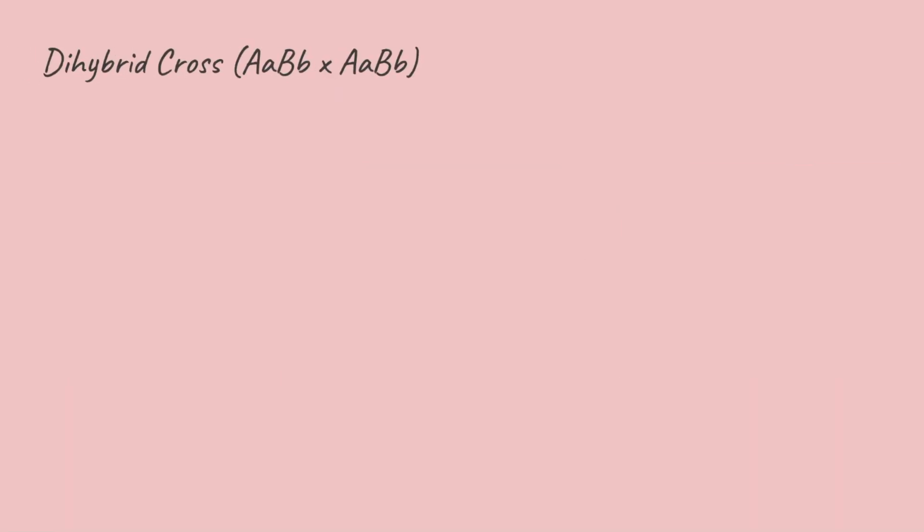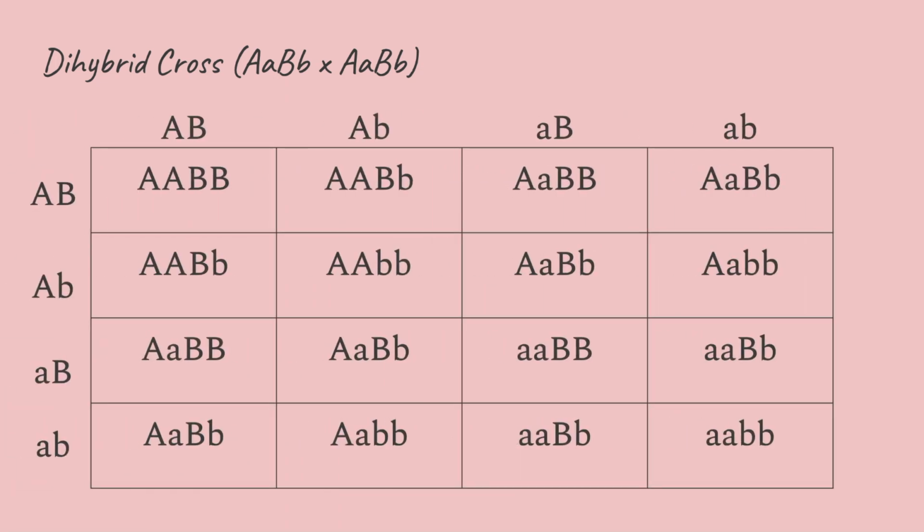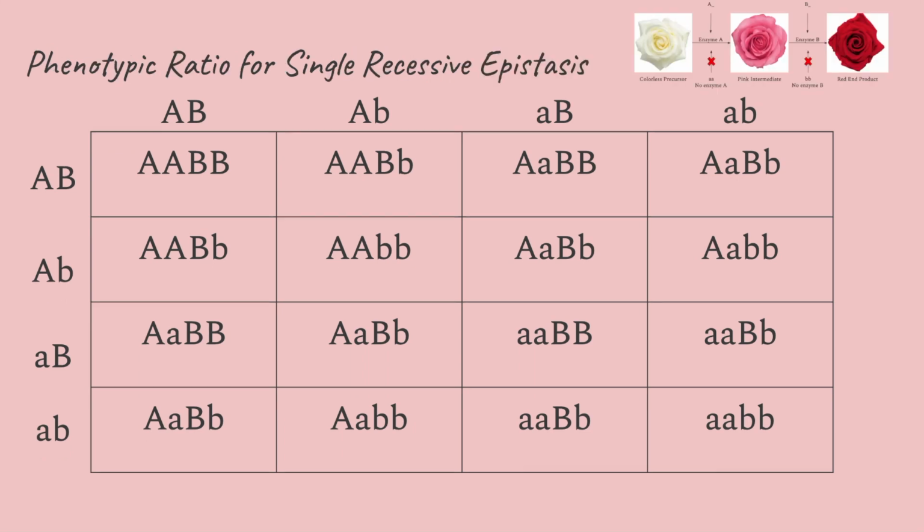To better understand this pattern of epistasis, we can perform a dihybrid cross. This 4x4 Punnett square shows the possible genotypes for the offspring of two identical hybrid parents. As we are focusing on the single recessive epistasis pattern, we should observe a 9:3:4 phenotypic ratio in our roses.